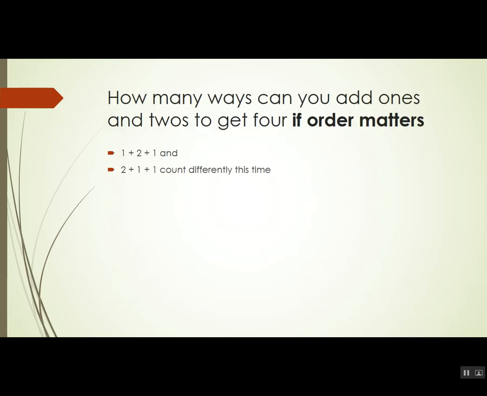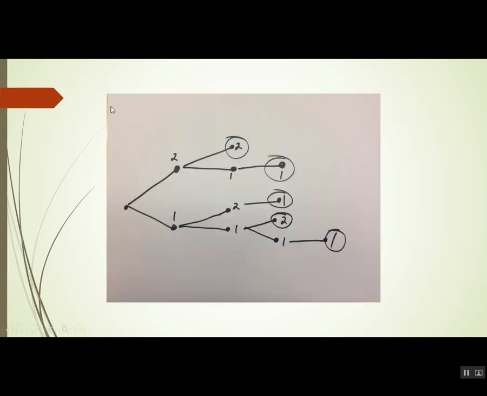And the similar problem is, how many ways can you add 1s and 2s together to get 4 if the order matters? So this time 1 plus 2 plus 1 and 2 plus 1 plus 1 are counted differently. So again, we can use a tree diagram, and I think here a tree diagram is going to be easier than a table. So your first number could be a 2, and then after that you could have 2, and that makes 4, so we'll circle it. Or if the first one's a 2, you could have a 1 coming after it. That's a total of 3, so the only thing that can come after that is a 1.